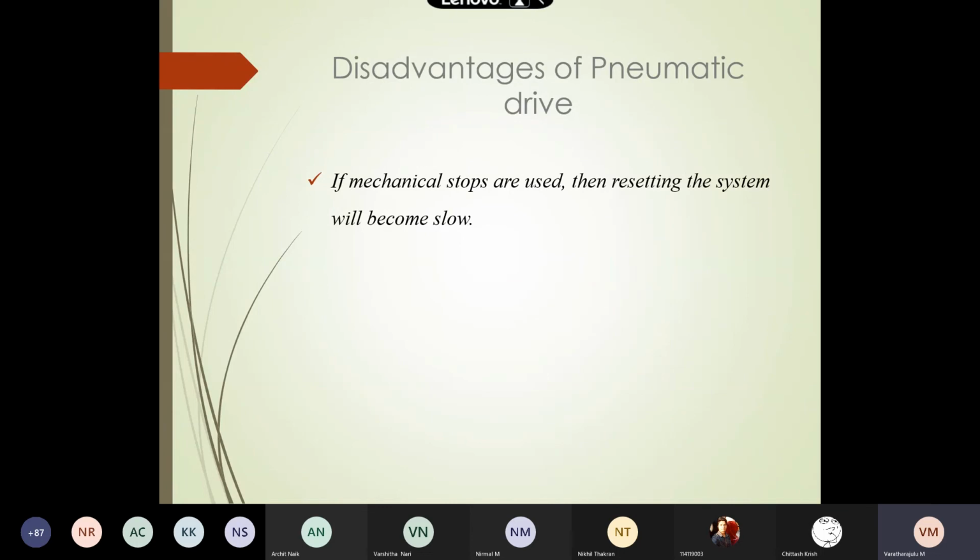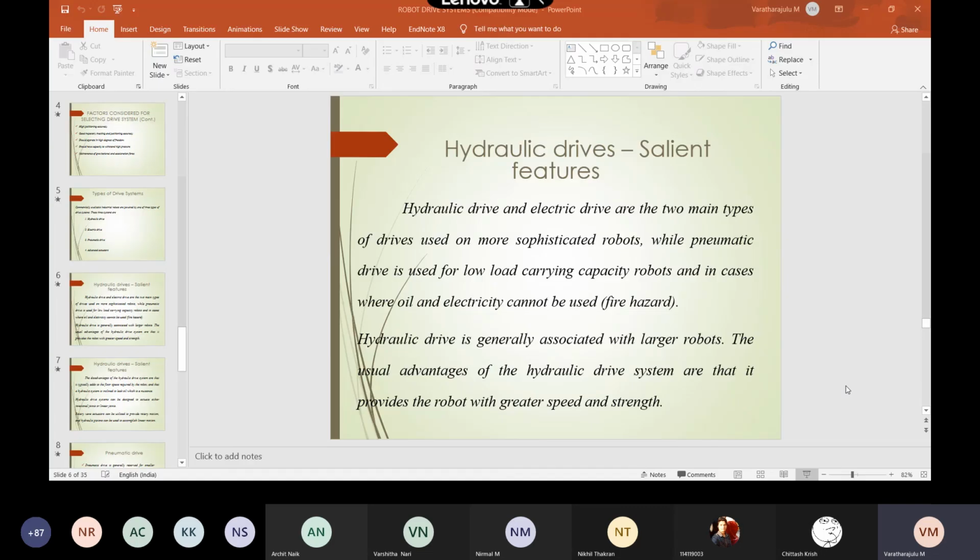These are the contents related to the pneumatic and hydraulic system. In tomorrow's lecture, I'll detail the working principle, and that's all about today's presentation.